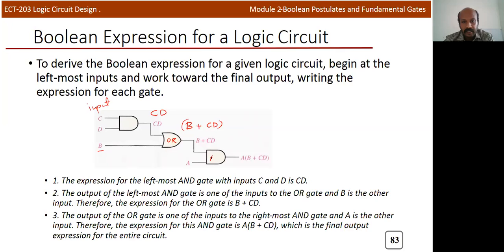Again, you can see an AND gate here. One input is B plus CD, and another input is A. This is an AND operation, so you write A times B plus CD. This is the output of this particular circuit, a Boolean expression which represents this circuit. So we start from the extreme left, the input side, and write up to the output side. In this way, you can write the Boolean expression for any circuit. The procedure is explained here.